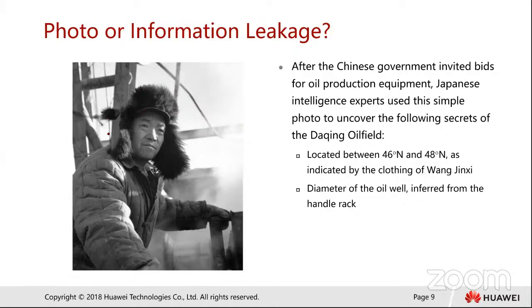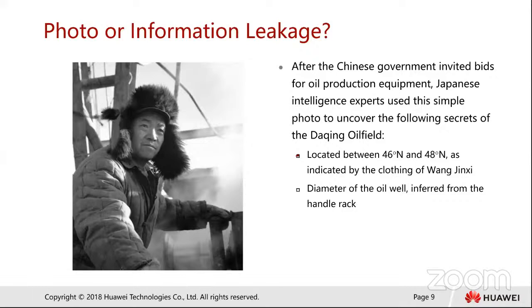But little did they know, and he himself had no idea, that this particular image could actually convey very important information. After the Chinese invited bids for the oil production equipment, the Japanese intelligence experts used this simple picture you're seeing here to uncover the following secrets about the Daqing oil field. They were able to see, based on how he was dressed and how he looks, that he's from a very cold place, just like one of you told us, he looks like he was in a cold place, right?